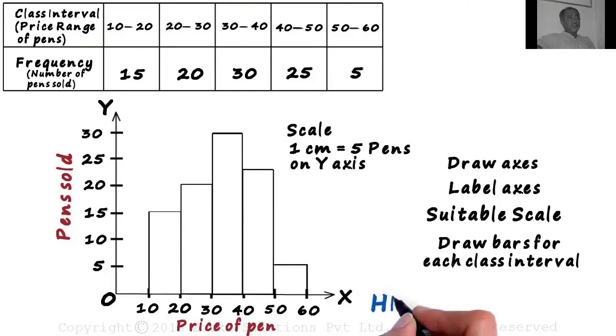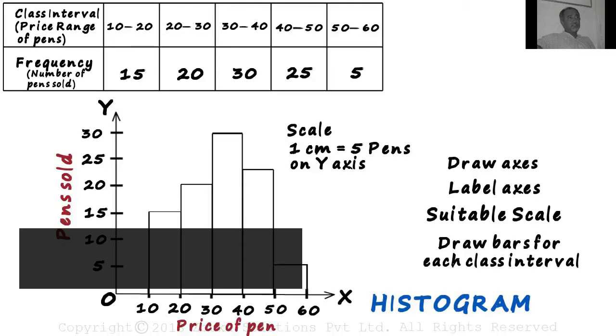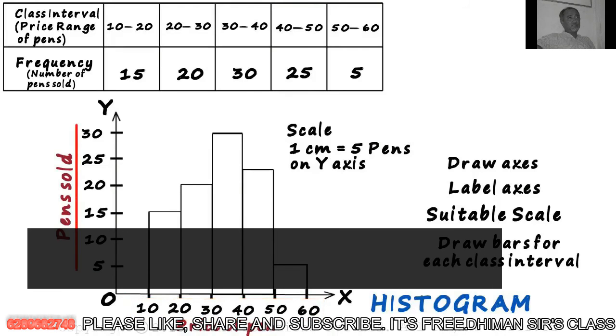This is called the histogram. Bars used to represent continuous class intervals. Remember, for bar graphs, we did not have intervals here. We just had plain simple categories. But here, we have intervals on one axis and quantity on the other.